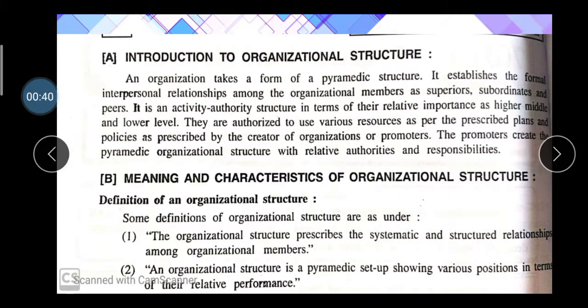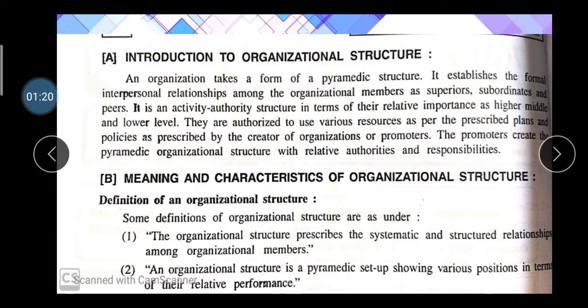So first of all, introduction to organizational structure. What is the meaning of that and how is it applicable in the organization? So an organization is to be a type of pyramid structure. It establishes a formal interpersonal relation among the organizational members as a superior, as a subordinate, as a peer group. So it's an activity and authority structure in terms of relative importance and the higher, middle and lower level. We have to discuss that there are three levels in the organization, and the organizational structure is important for the activity and the authority structure.